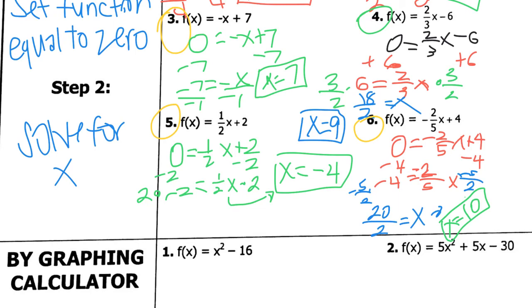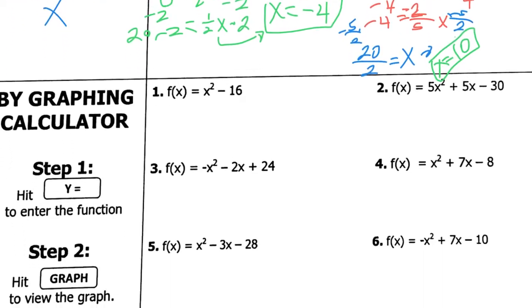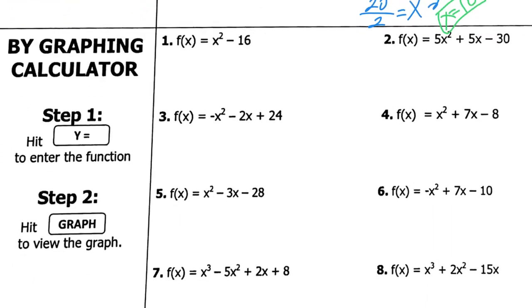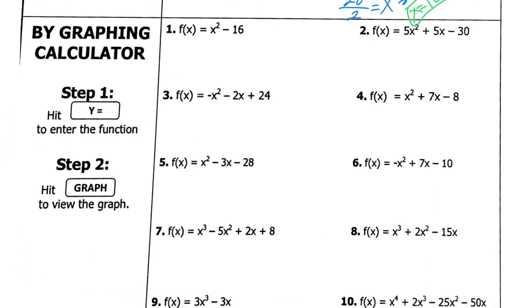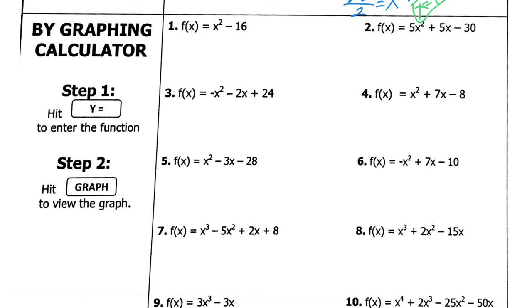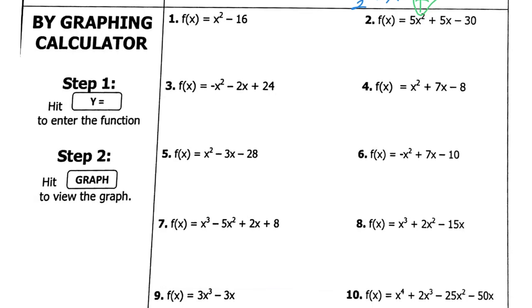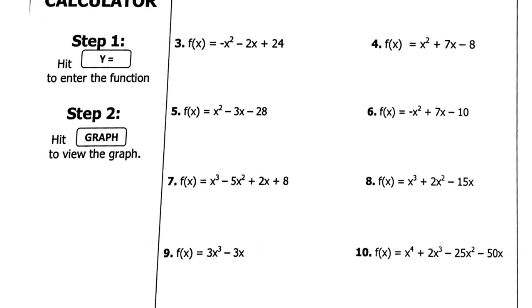The last way is using technology. So your notes say to use a graphing calculator, and those steps are listed below. If you have a graphing calculator or access to one, that's great. You can follow those steps there. However, we have also been practicing using Desmos.